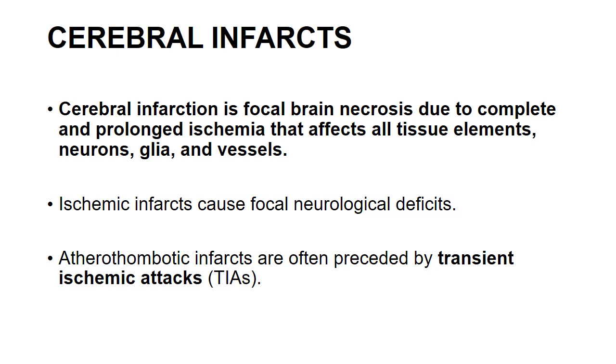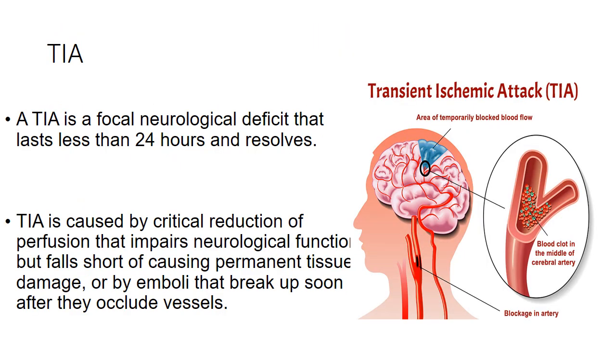Coming to cerebral infarction, now this is a focal brain necrosis due to complete or prolonged ischemia that affects all tissue elements, neurons, glia and vessels. Ischemic infarcts cause focal neurological deficits. Atherothrombotic infarcts are often preceded by what is called a transient ischemic attack. Now what is a TIA? A TIA or a transient ischemic attack is a focal neurological deficit that lasts less than 24 hours and then resolves.